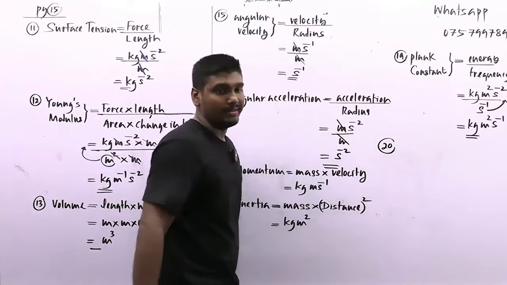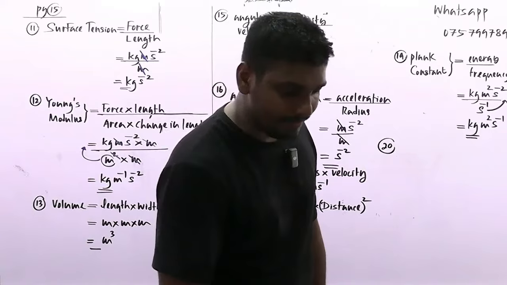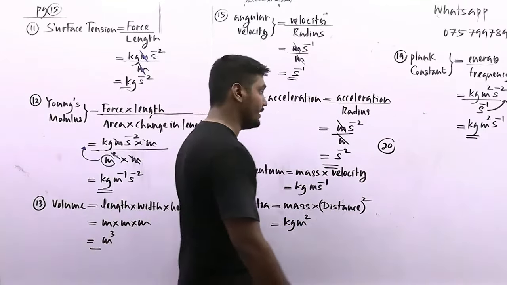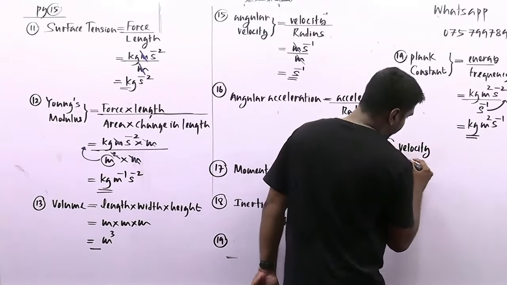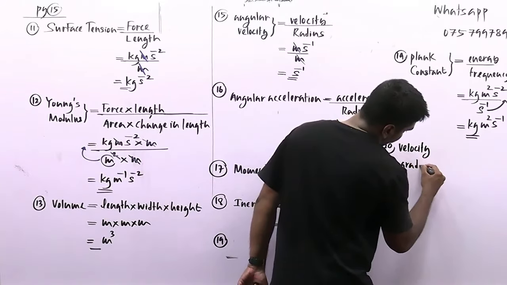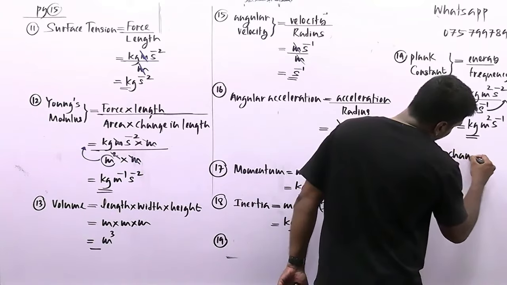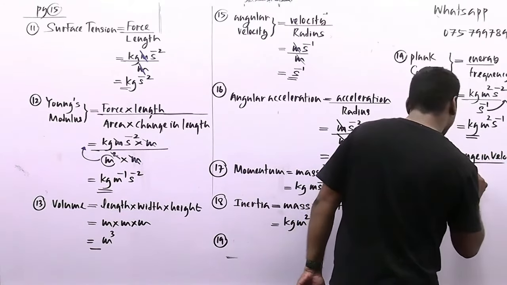Question number 20, last 3. Velocity gradient means change in velocity over distance. Remember, velocity gradient means change in velocity over distance.